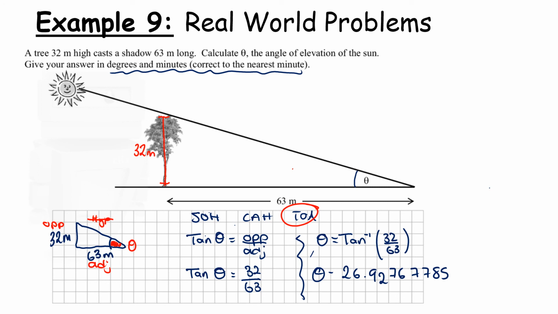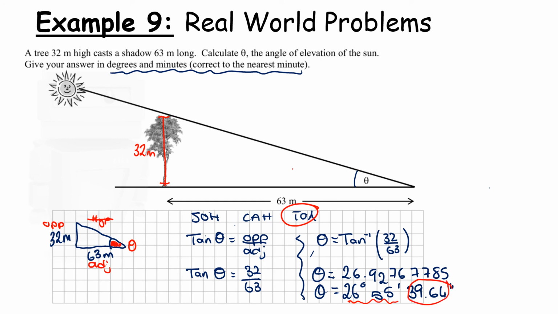Now, just be careful, they've asked us to give our answer in degrees and minutes correct to the nearest minute. So what we want to be able to do here is to convert that answer into degrees, minutes, seconds. So what we're going to use is your degree, minute, seconds button on the calculator. And when you do that conversion, you're going to find that theta is given as 26 degrees, 55 minutes, and 39.64 seconds.